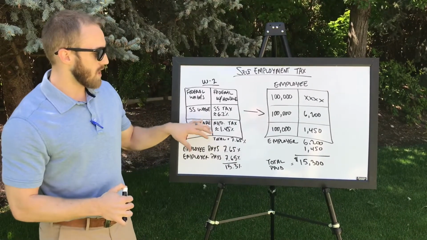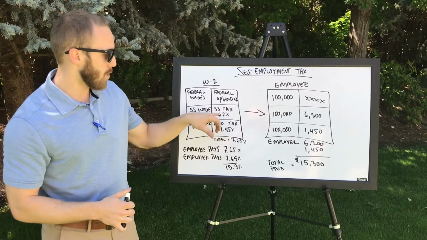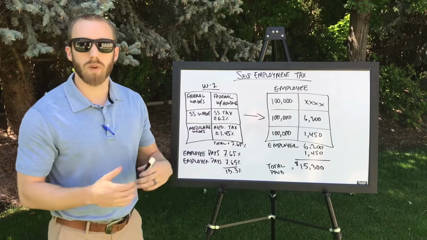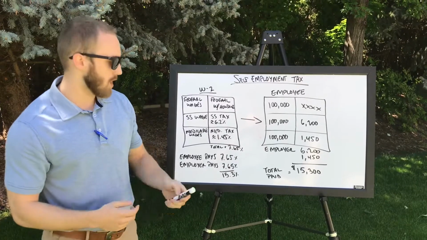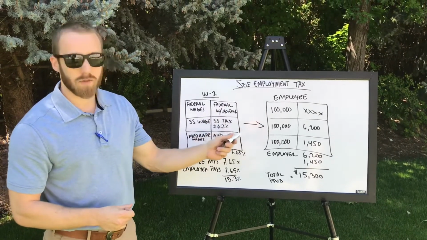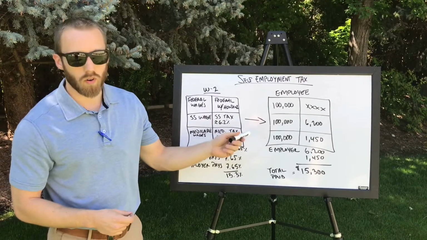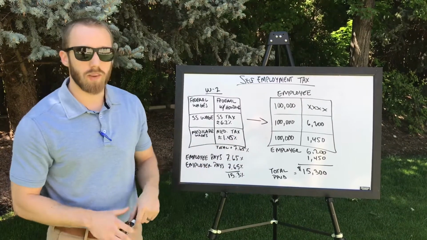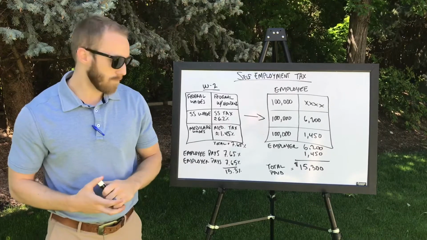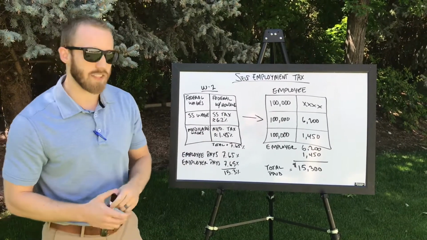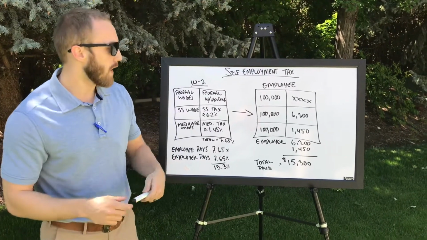So how this works is the employee actually pays the 6.2 and the 1.45, but what we don't see as an employee is that on the other side, the employer actually picks up the second 6.2 and the second 1.45 for a total of 15.3% in Social Security and Medicare taxes. So let's put some hard numbers to that so we can understand it a little bit better.